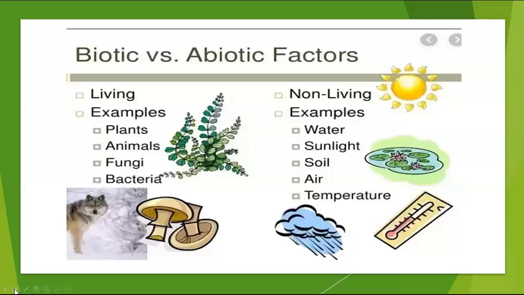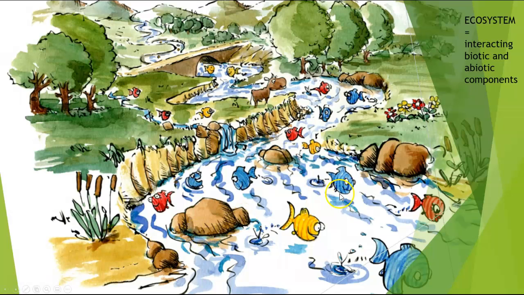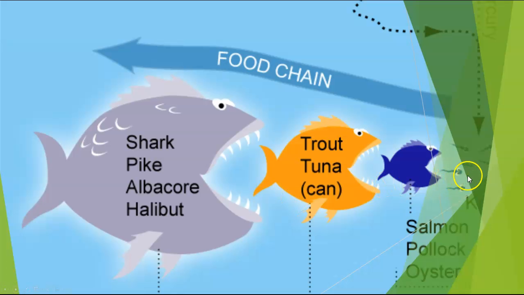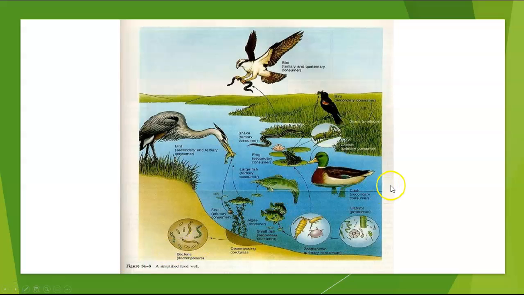So biotic and abiotic factors are living and non-living factors in an ecosystem, such as plants, animals, and fungi for living, and the non-living components would be water, sunlight, soil, air, and temperature. The interacting biotic and abiotic components make up ecosystems, and the organisms that feed in an ecosystem make up a food chain, and they show that feeding from the smallest to the largest organisms. A food web is interacting food chains.